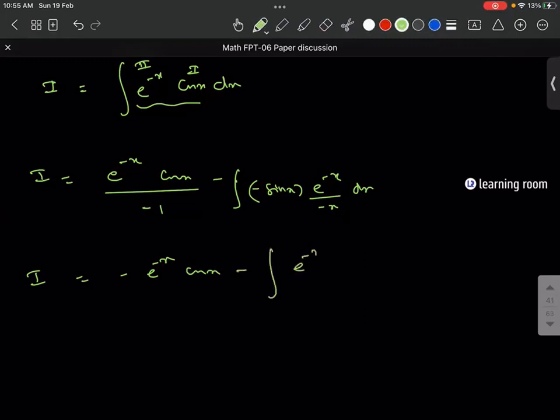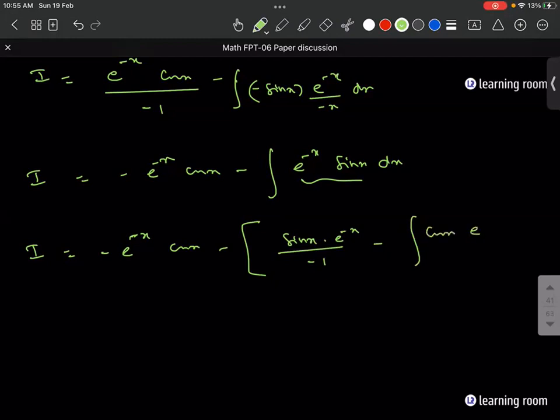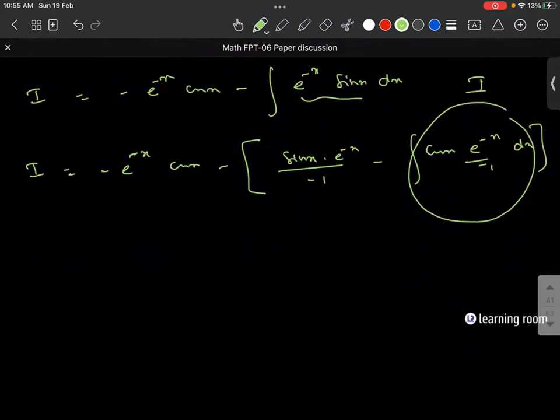Minus integral of e^(-x) sin x dx. So I is equal to negative of e^(-x) cos x minus, this one will be sin x into e^(-x) divided by minus 1, into integral of derivative of sin x, which is cos x, into e^(-x) divided by minus 1, times dx. If you observe, this whole thing is I.